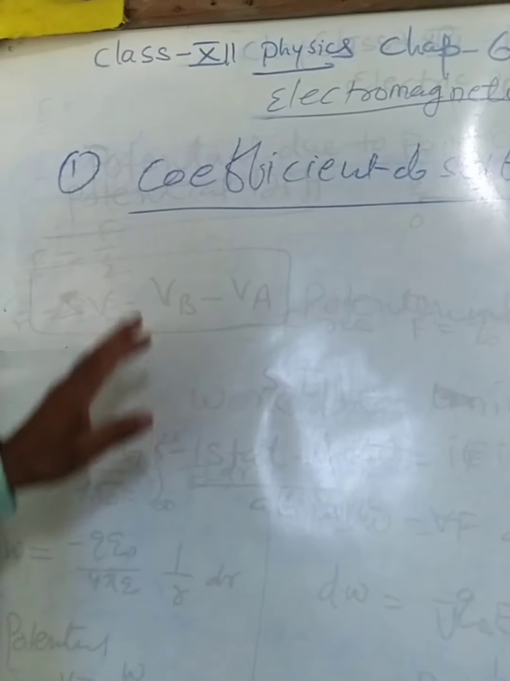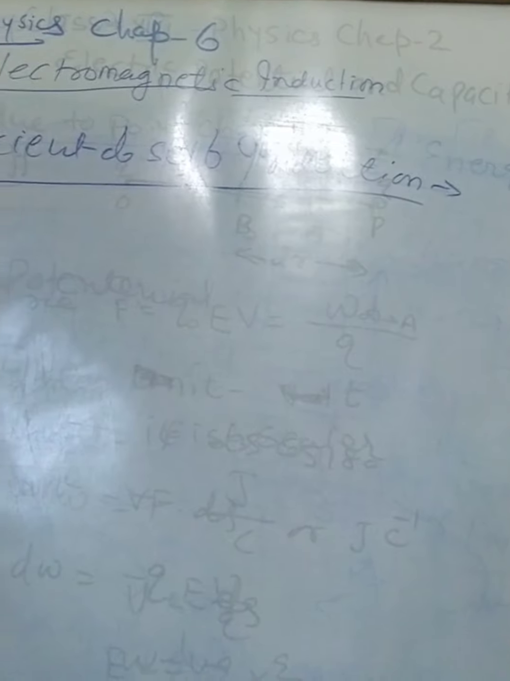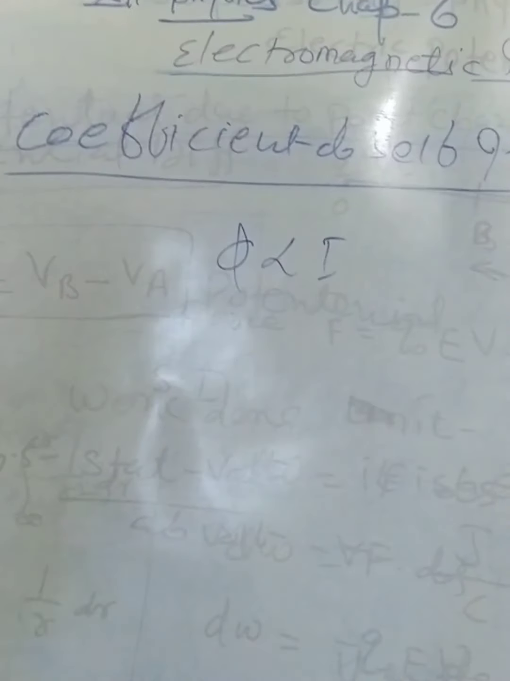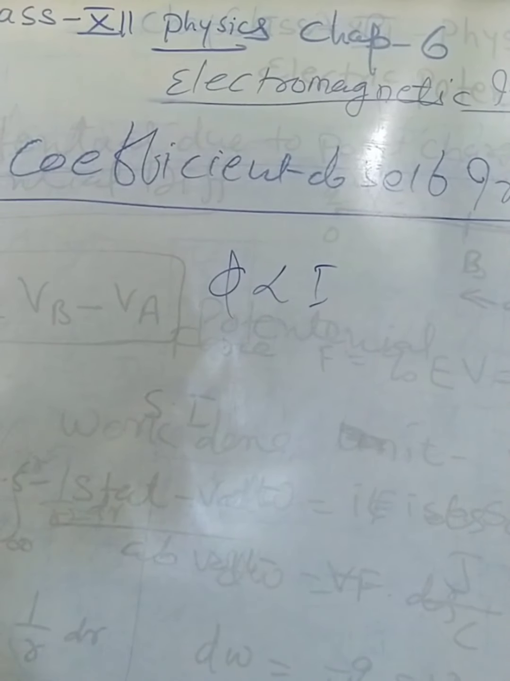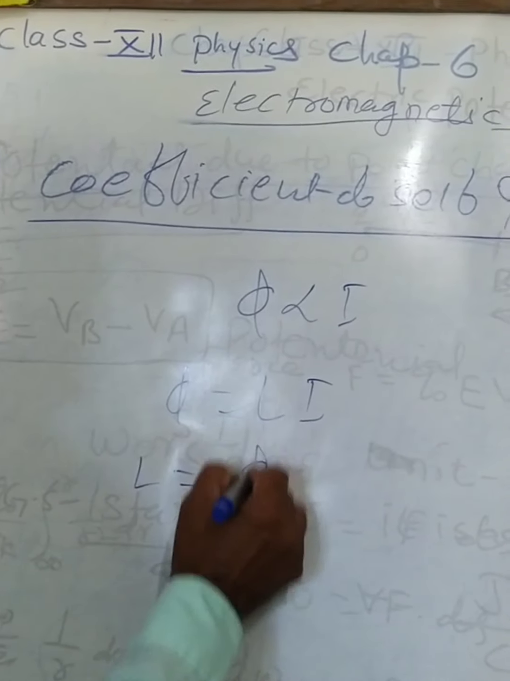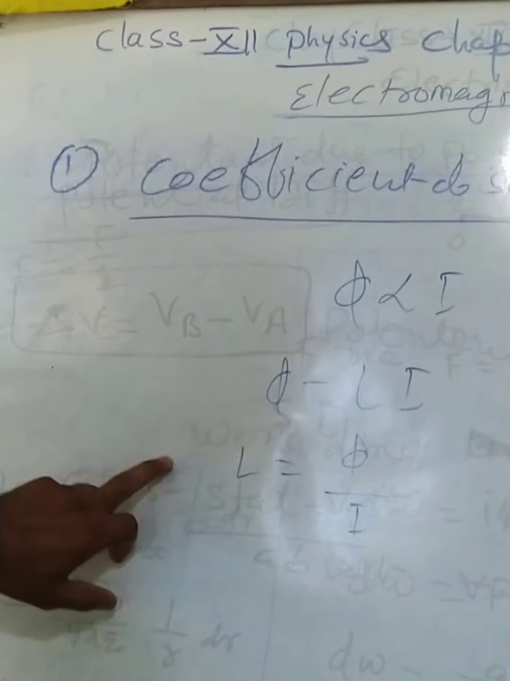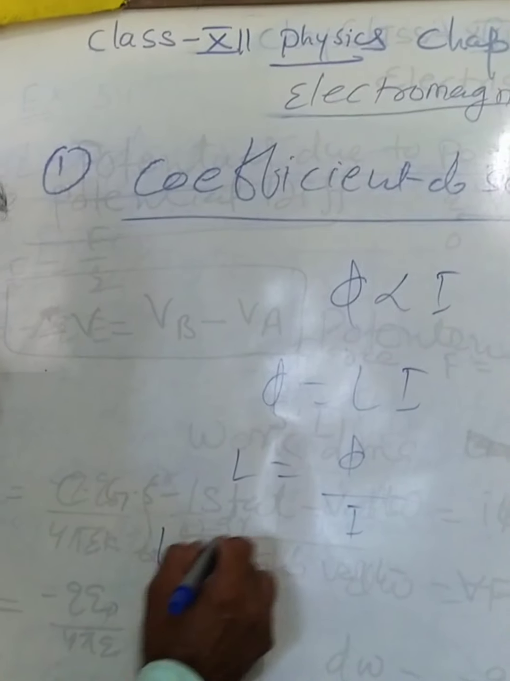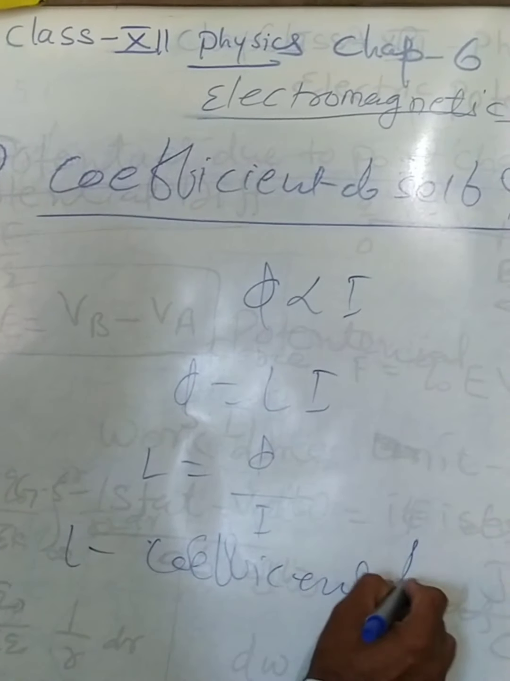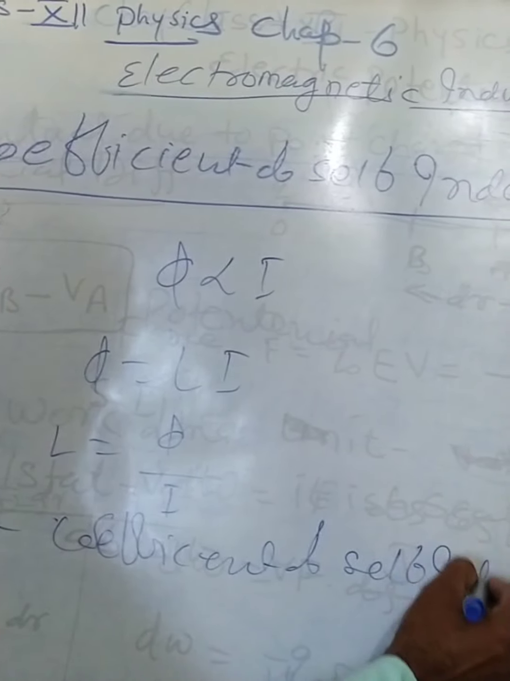Now here we are talking about the coefficient of self induction. Let current I flow in a coil, and the magnetic flux linked with the coil is due to the magnetic flux produced. That is, phi is directly proportional to I. If we remove the proportionality, a coefficient will come. So phi is equal to LI, so L is equal to phi upon I. This L is a constant, called the coefficient of self induction.